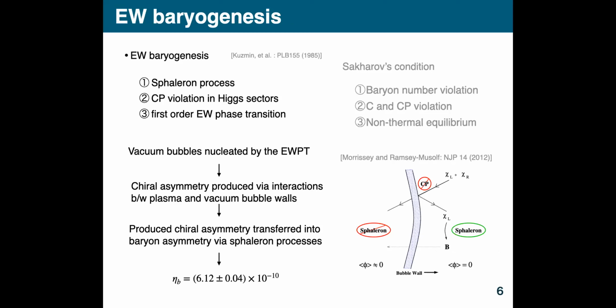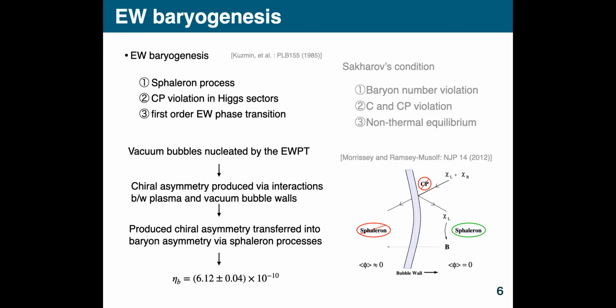Then, I'd like to explain the electroweak baryogenesis. In the electroweak baryogenesis, the Sakharov's conditions can be satisfied by these mechanisms. These are very similar to the baryogenesis in the star. This figure shows a mechanism to produce the baryon asymmetry via the electroweak baryogenesis.